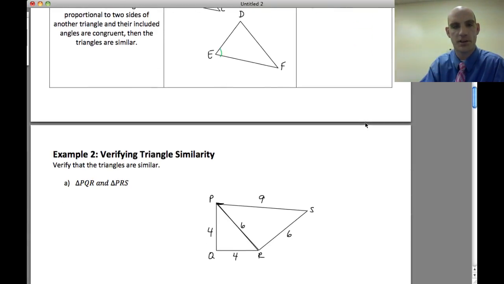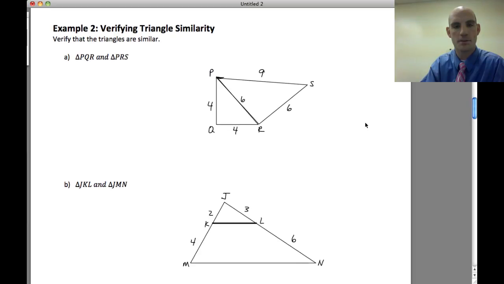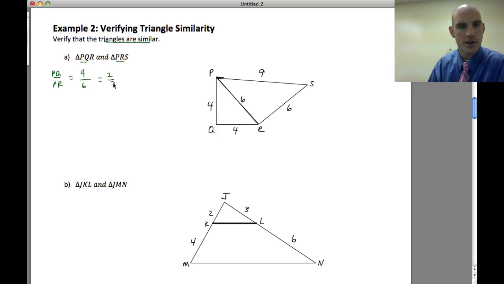Let's use this info for example 2. Here are two examples that I'm going to do, and then you can try one. Verify that the triangles are similar. So triangle PQR and PRS. Let's see what we know. I'm going to test this first. We want to compare PQ to PR. So PQ over PR is equal to 4 over 6, which is 2/3. And I'm going to also compare QR to RS, the second two letters, which is 4 over 6.